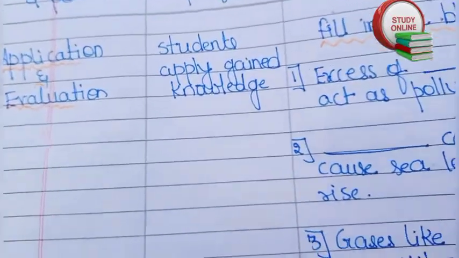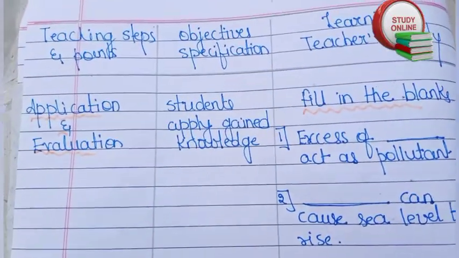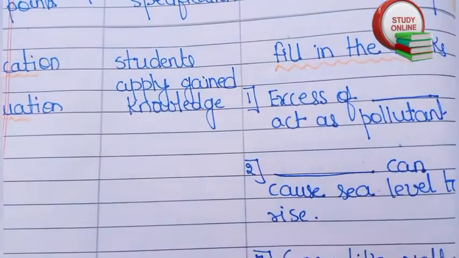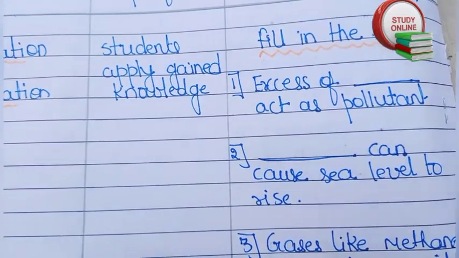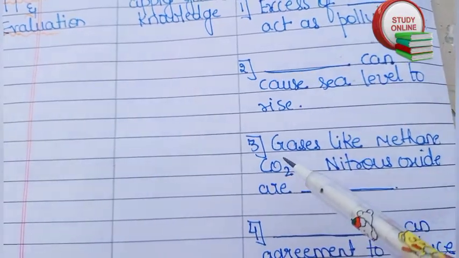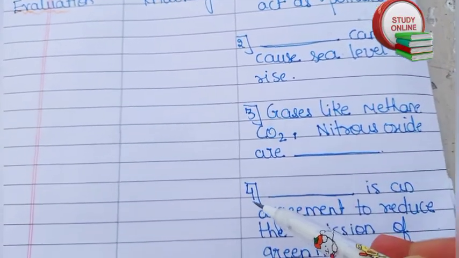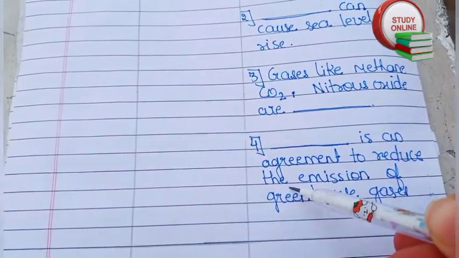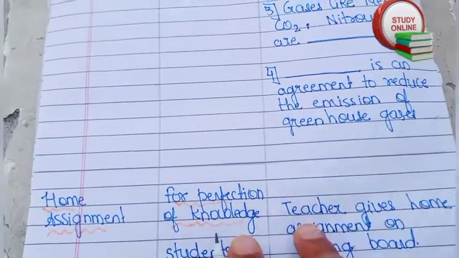Now it is the last page of our lesson plan. Fill in the blanks. Application and evaluation. Fill in the blanks, you can see. So here 4 questions you can see clearly. Okay, and here is the home assignment.